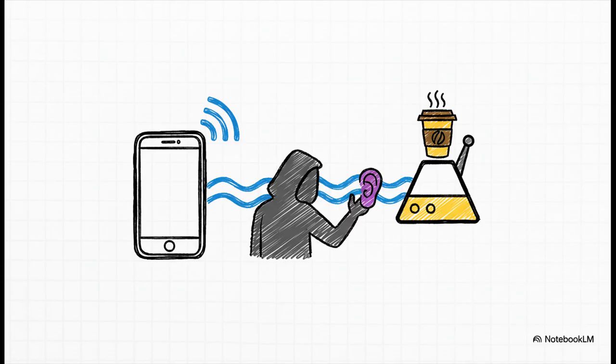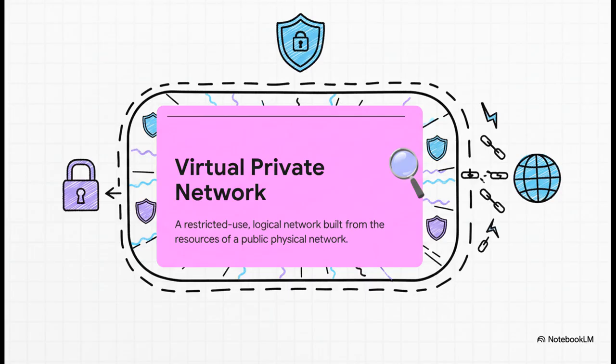Mobile devices are meant to be mobile, right? Which means they're constantly connecting to networks the company doesn't control or trust. Think about the public Wi-Fi at a coffee shop or an airport. These untrusted networks are a playground for eavesdropping and man-in-the-middle attacks. The key countermeasure here is a virtual private network, or VPN.